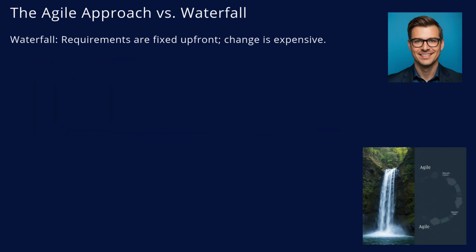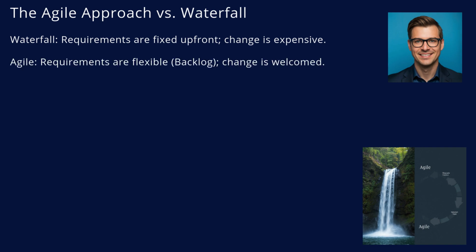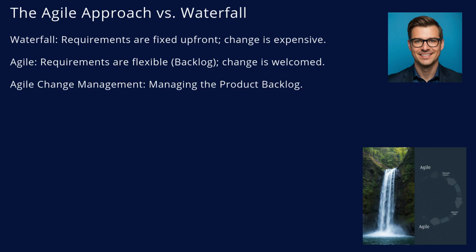It is important to understand that K44 looks different depending on your methodology. In a traditional waterfall project, requirements are fixed up front. Change control is rigorous and often expensive because you are deviating from a signed-off plan. In Agile, we flip this. Requirements are kept in a product backlog and are expected to evolve. We welcome change, even late in development. Change management in Agile is about prioritizing the backlog.